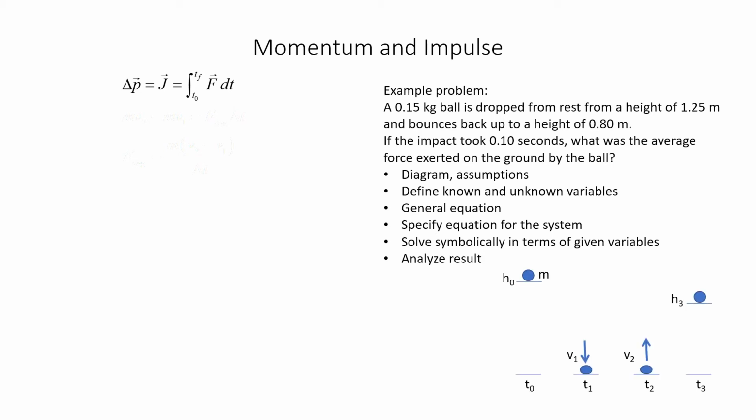We'll start with a diagram. We see that there are actually 4 points of time that are interesting. Our initial time, when the ball's at rest at some height h0, then the ball drops down. It's moving when it hits the ground and squishes some at t1. At t2, it has v2, which is upward. It's bouncing back up. And at t3, it's bounced back up to its second height, h3, which is less than h0.